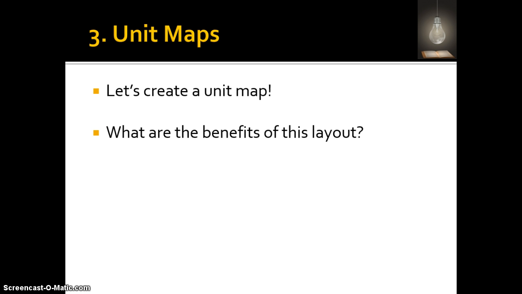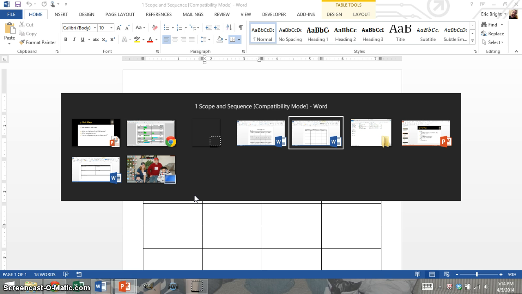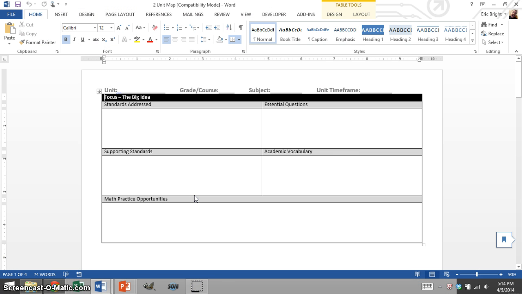Alright, so let's look at a unit map. Think about the same questions that we put out there for the scope and sequence. What are the benefits of the layout? What impedes its use for you? And how would you change it if you so desired? So let's take a look at the unit map here. Here's a unit map that I developed using the ideas of focus, coherence, and rigor, and I wanted to keep that in the forefront of our minds.